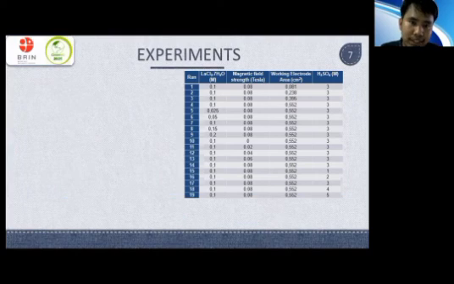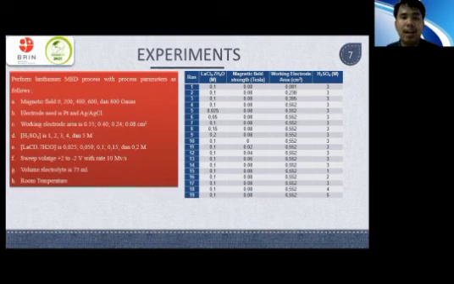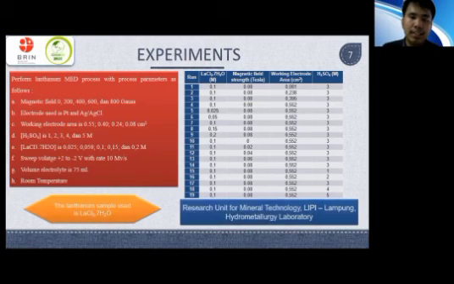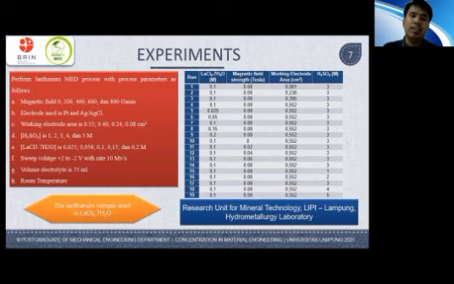Now, this is the slide of our experimental process. We perform the lanthanum MED process with parameters like this. The lanthanum sample used is lanthanum chloride heptahydrate, and the work was performed at the Research Unit for Mineral Technology, Lampung.